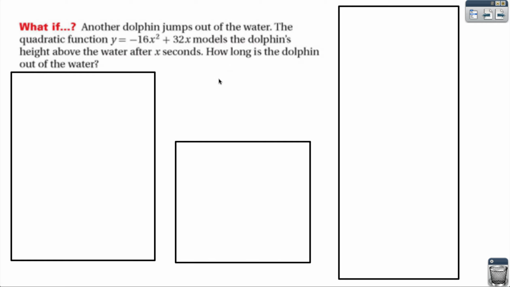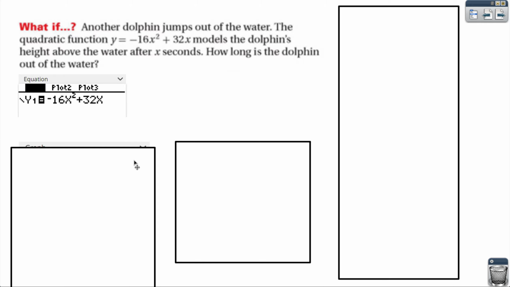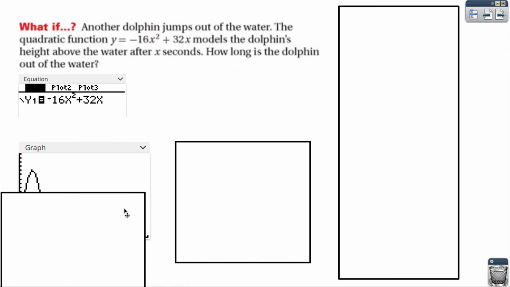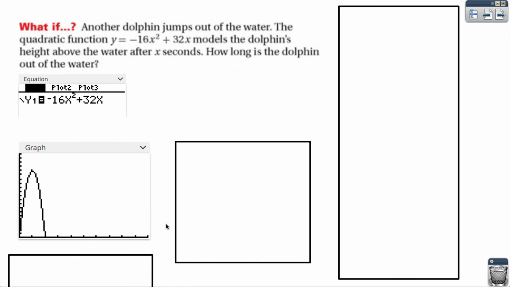All right, here we go. What we're going to do is we have the function. We know the related function is when y can be replaced by 0. So let's look at that. We typed it into our calculator. This is the function we have. And now we're looking at the graph. This is the graph I produced.